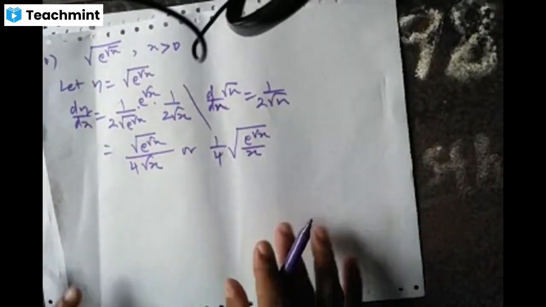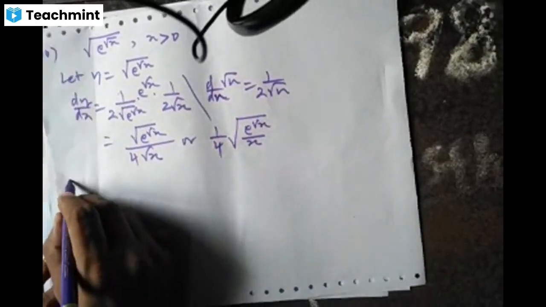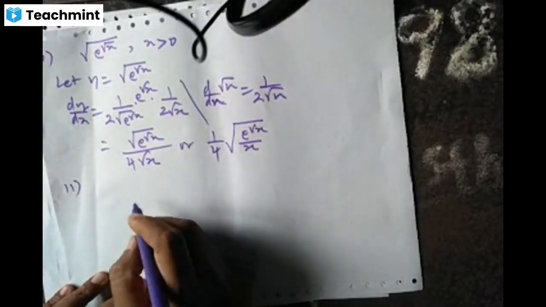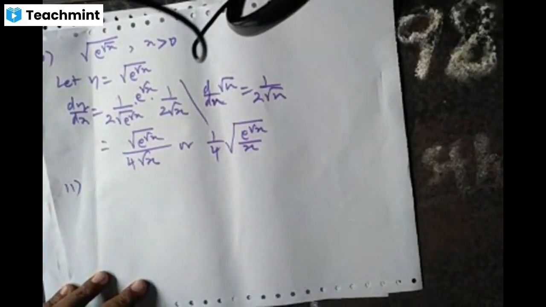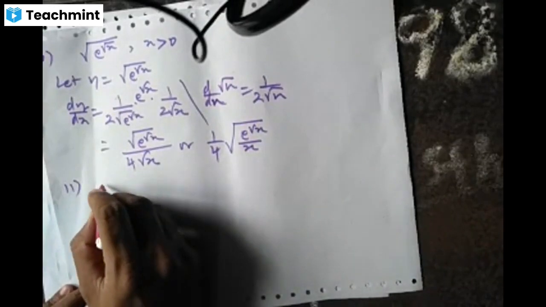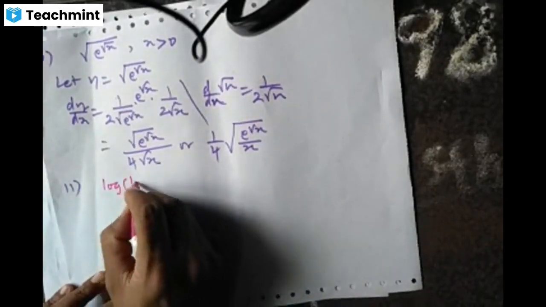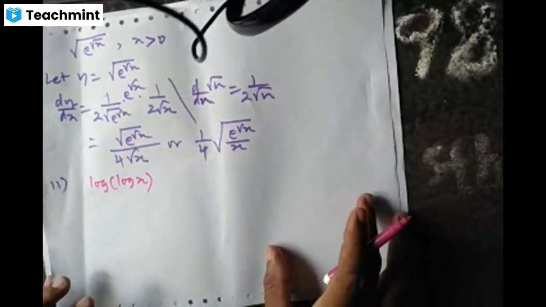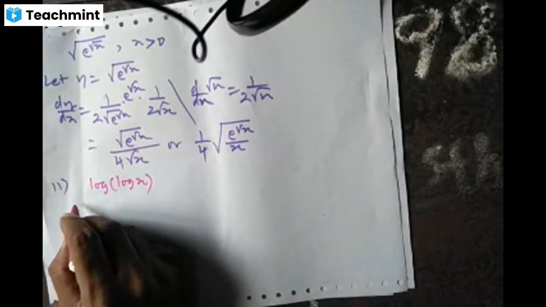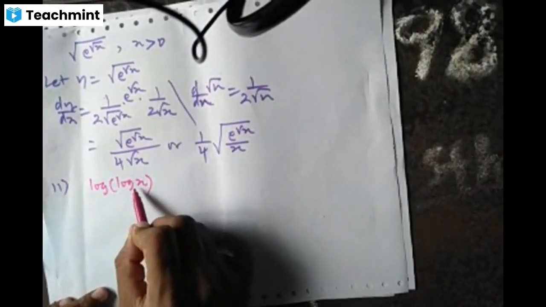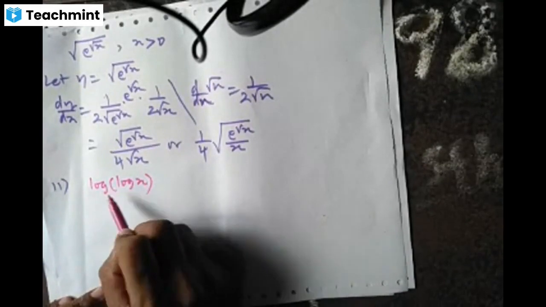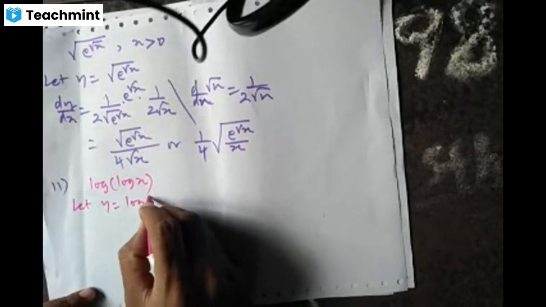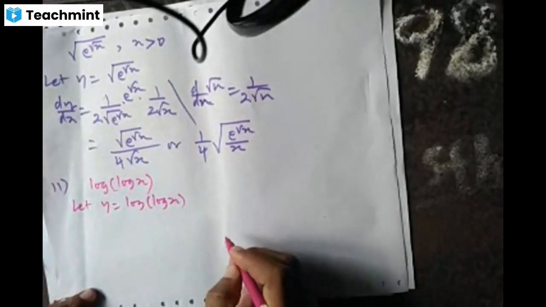Next one, the 11th one, the function is log of log x. We have to find the derivative of the function log of log x. The given function is a composition of two functions, one is log x, another one is also log x. So let y be equal to log of log x.